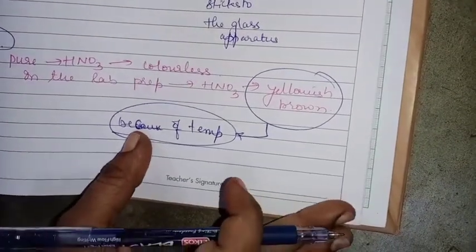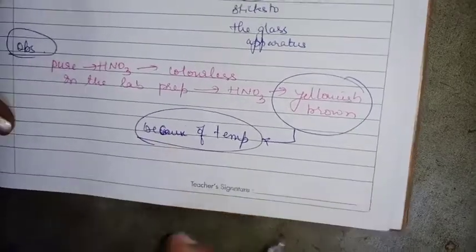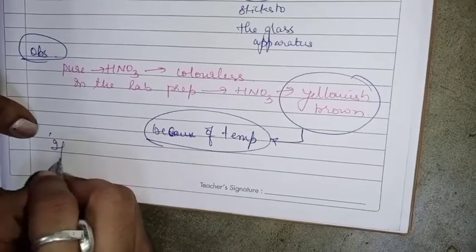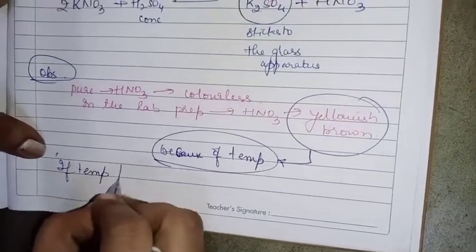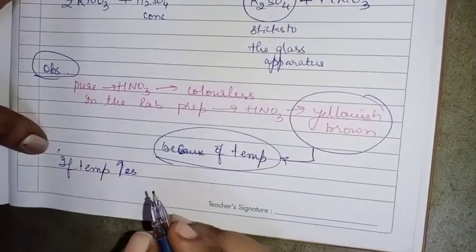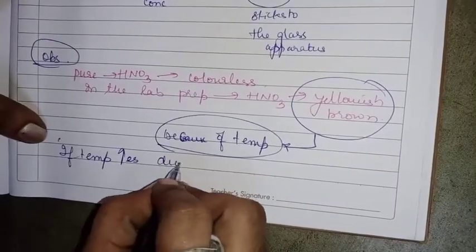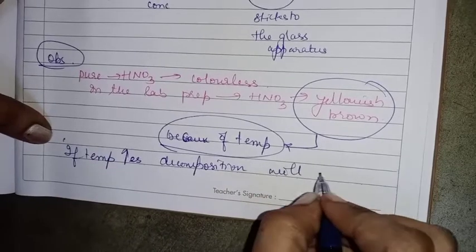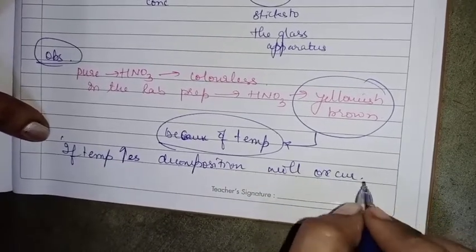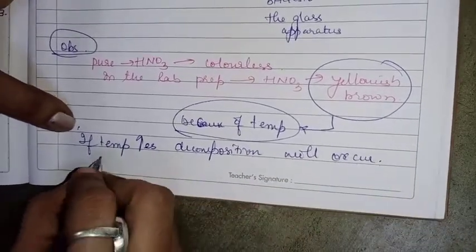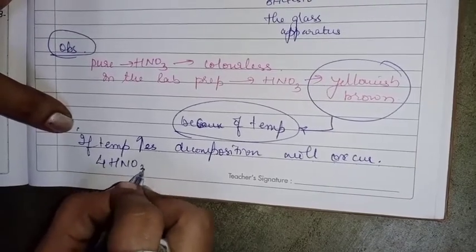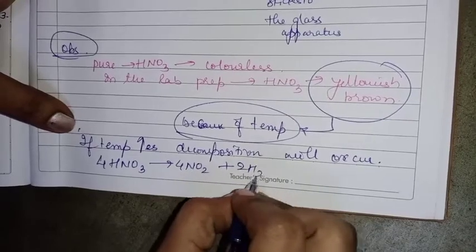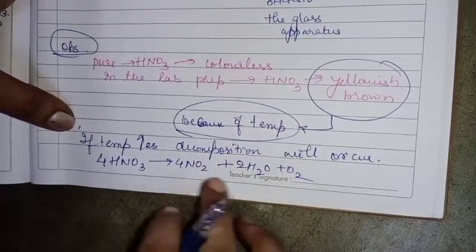Now the decomposition of the acid may also occur above 200 degrees Celsius. If the temperature increases, decomposition of nitric acid will occur. In this case, 4HNO3 will give you 4NO2 plus 2H2O plus O2. This is how it will get decomposed.